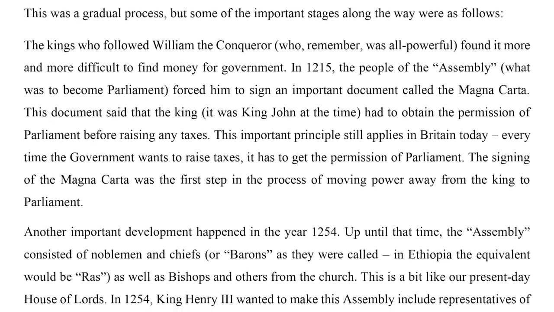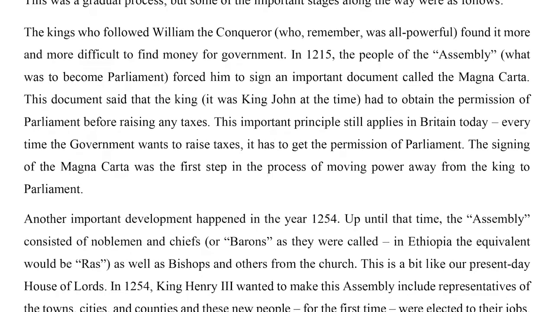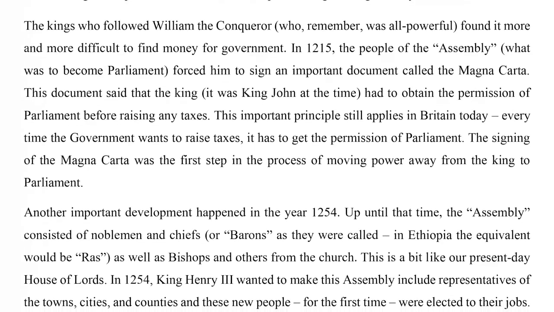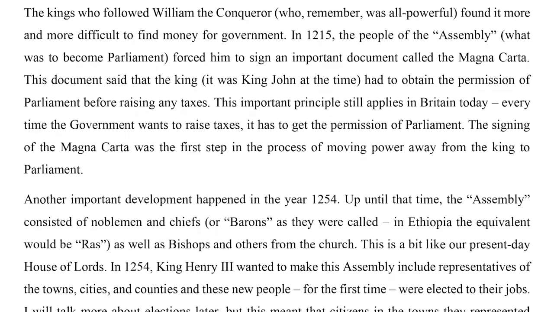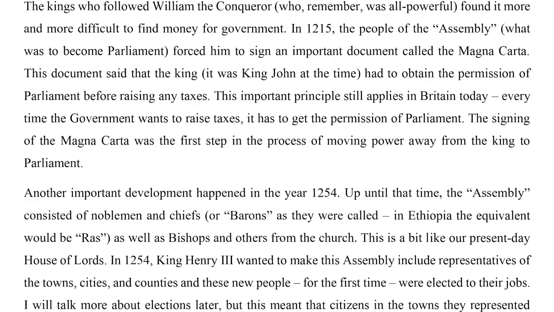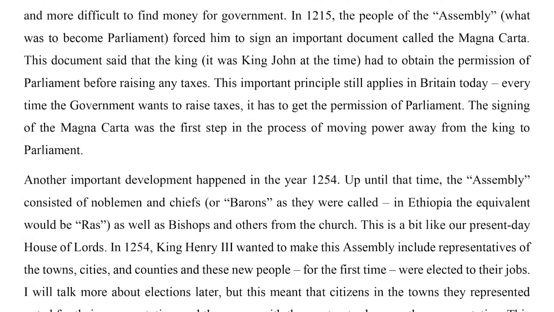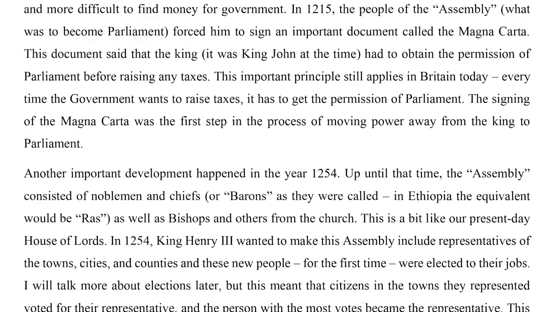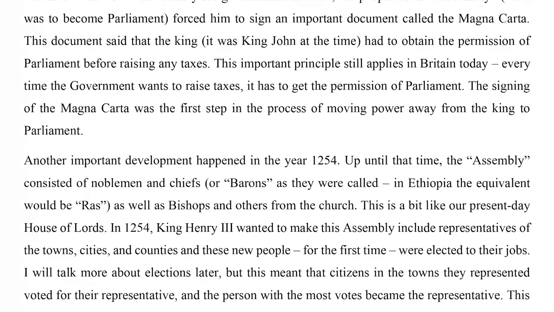The signing of the Magna Carta was the first step in the process of moving power away from the king to Parliament. Another important development happened in the year 1254. Up until that time, the assembly consisted of noblemen and chiefs, or barons as they were called. In Ethiopia, the equivalent would be ras, as well as bishops and others from the church. This is a bit like our present-day House of Lords.